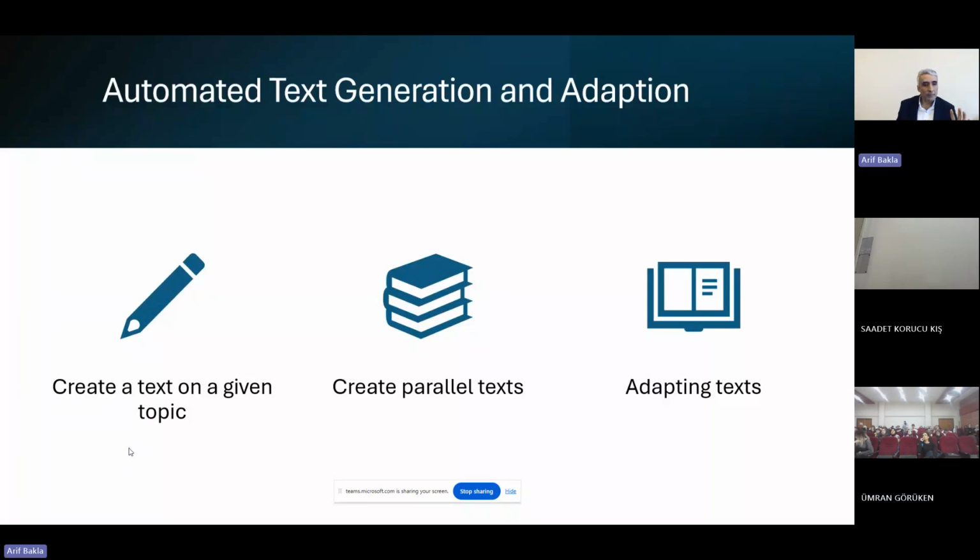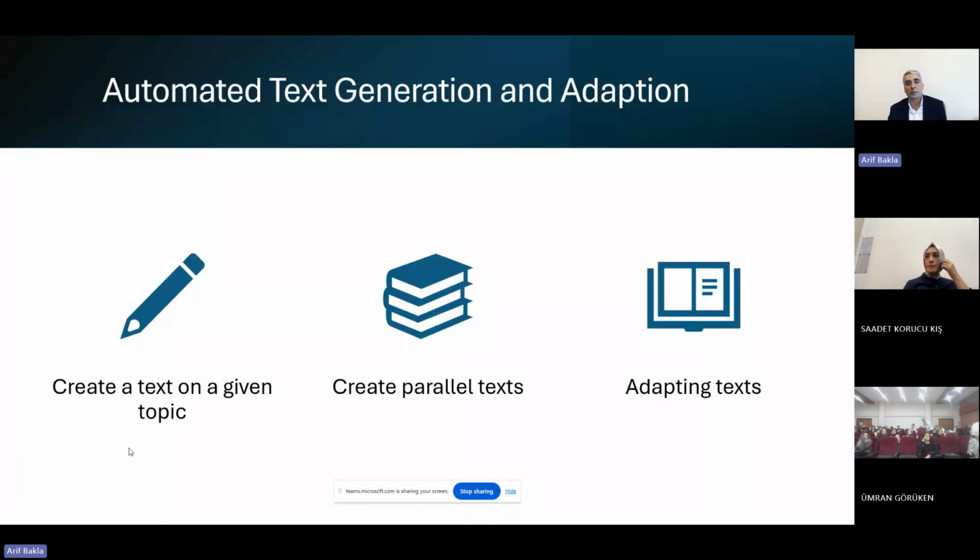Create a text on a given topic. This could be possible. Just give your prompt. Write a, say, 500-word text on this topic. It should have these qualities, like this level, this formality level, informal, formal, okay? Things like these. When you specify these, you will get that text.